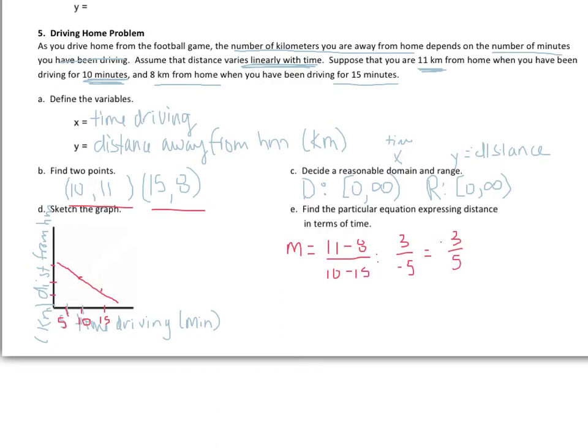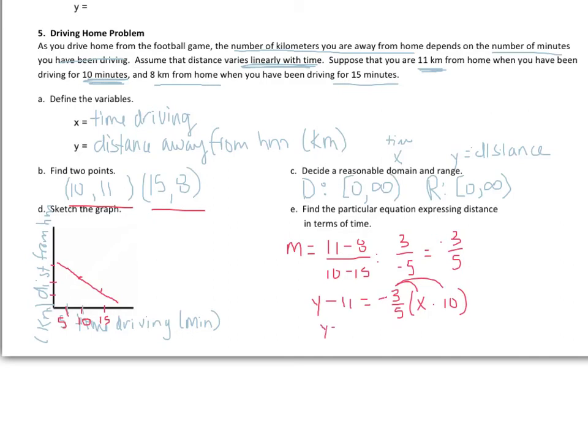And then if you remember, we have to use the point slope form to get our equation. So y minus y1, so I'm going to put 11 in, equals our slope, which is negative 3/5, and x minus 10. And if you've forgotten that form, please look back in your notes from Unit 1, and you'll be able to see that form there. And now we just need to get y by itself. So we're going to distribute.